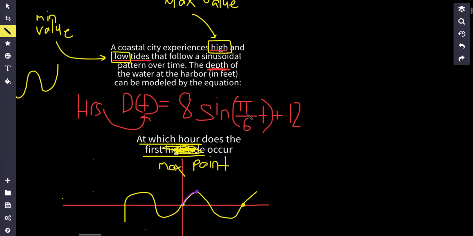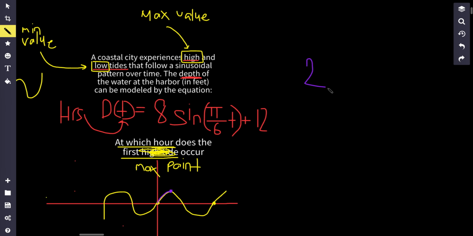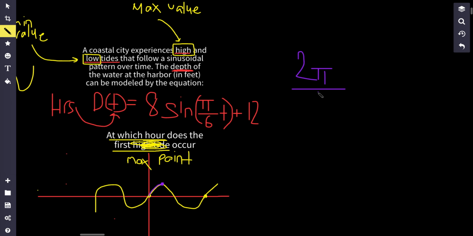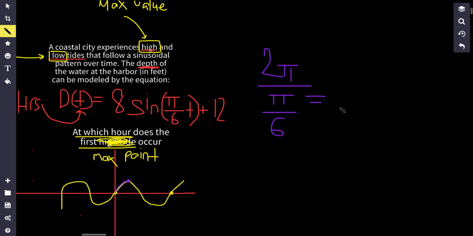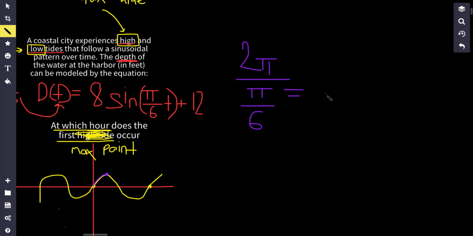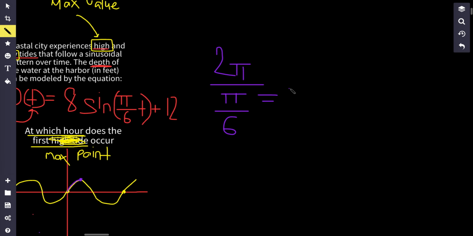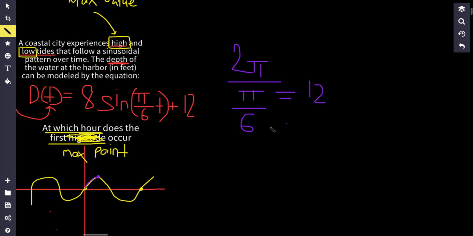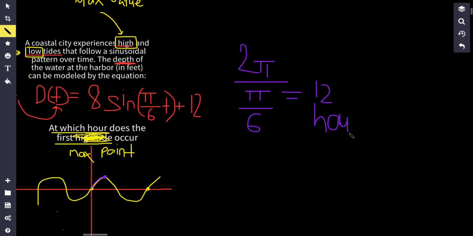In order to find the period of our function, you take 2 pi over b. And I'm assuming y'all know this, okay? So if y'all don't, please watch this video. Now, 2 pi over b is going to give us 12. In this context, it's going to be 12 hours, right?